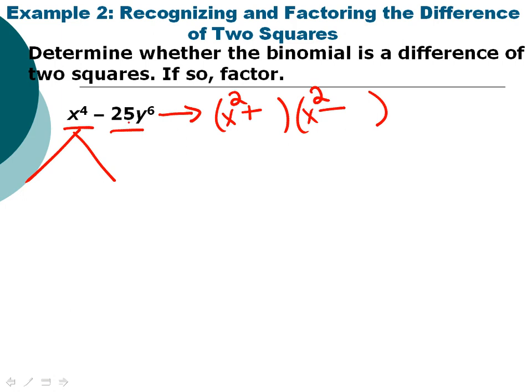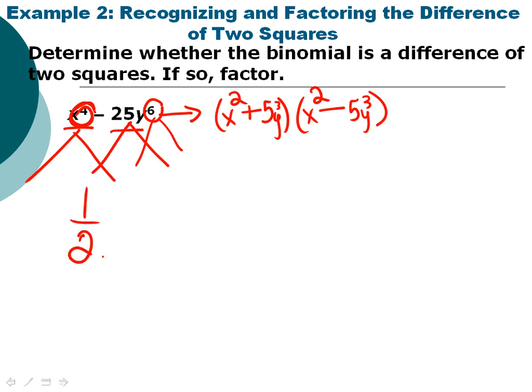I've got to take the 25 and separate it into two parts that multiply by each other to give you 25. That's going to be 5 and 5. Then I have to take the y to the sixth and separate it into two parts, which is y to the third and y to the third. Now remember, if you're doing the exponent, you're going to take half of the exponent. But if you're talking about the coefficient, the square root of 25 is equal to 5.